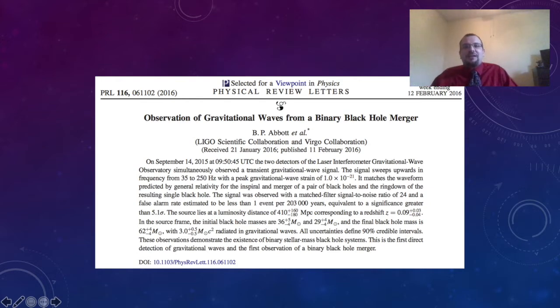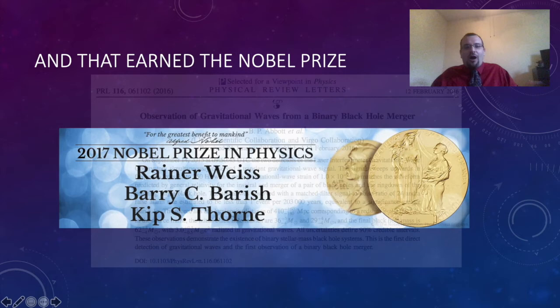So much of a big deal that when I was in graduate school, all of us were getting around a computer in order to watch the announcement of this discovery live. And it wasn't just a big deal for all of us physics nerds, it also then won the Nobel Prize. So, Rainer Weiss, Barry Barish, and Kip Thorne all earned the Nobel Prize for their work on discovering gravitational waves.